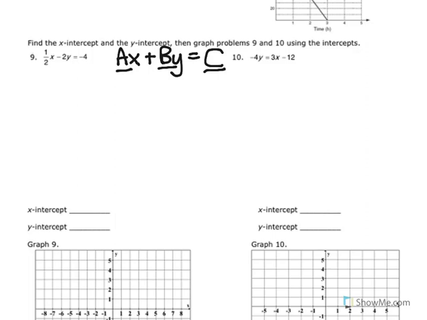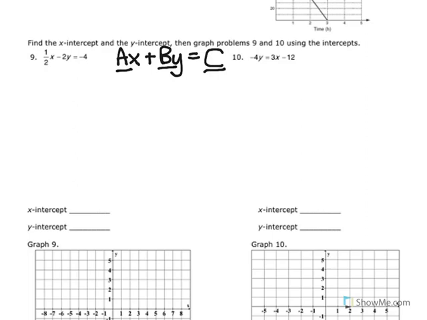So what I suggest then is when you're trying to find the x-intercept, cover up the y. You can just use your finger, cover it up, and then solve the little problem that's remaining. And then if you want to find the y-intercept, cover up the x. Use your finger, cover up the x, and then solve the little problem that's remaining. So we're going to try that right now.